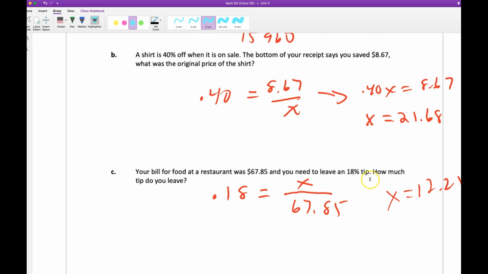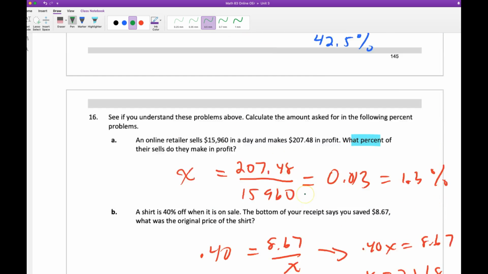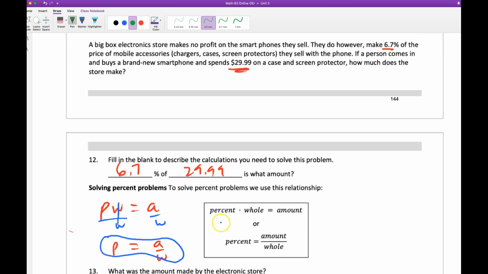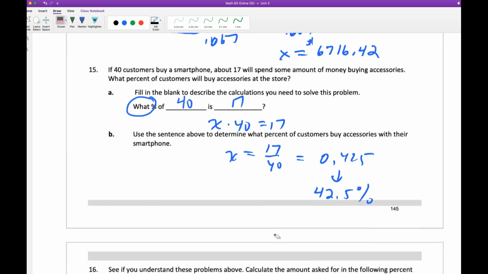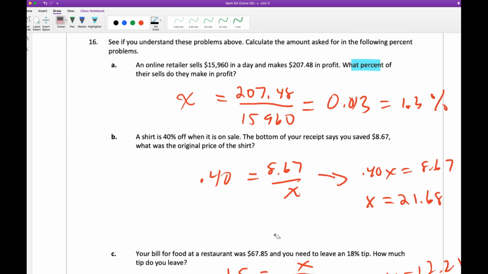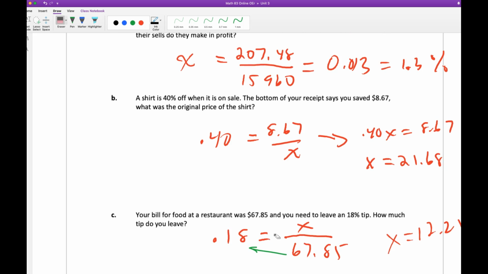Again, looking at this one here, 18%. Looking for the amount of the whole. In order to solve that, again, you would cross multiply. 67.85 times 18% equals that amount. Again, you could use this equation or that equation to help you solve those problems. As you look at the solutions for these problems.